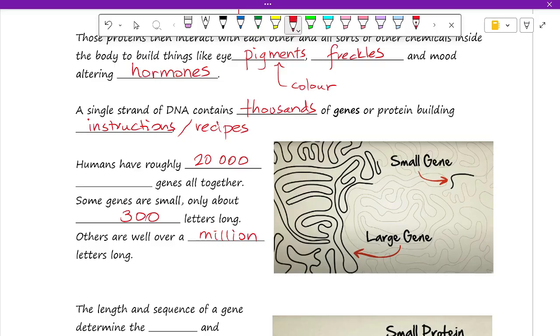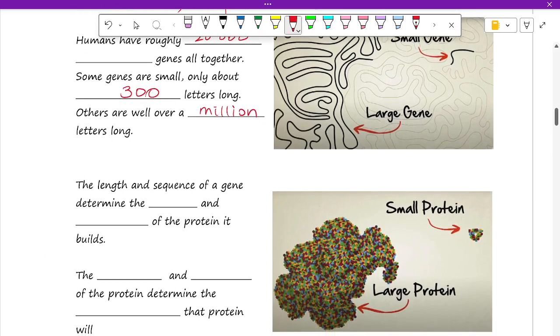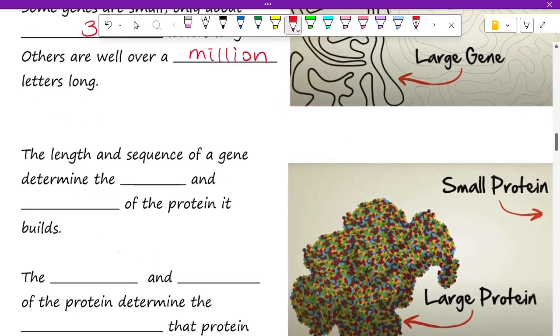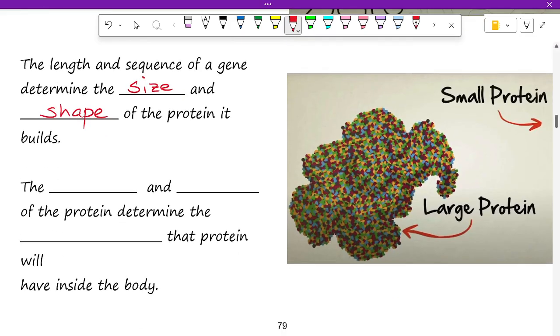So you got large genes and small genes. If you have a small gene, you're going to get a small protein. If you have a large gene, you're going to get a large protein. The length and sequence of a gene determine the size and shape of the protein it builds. The size and shape of the protein determines the function.